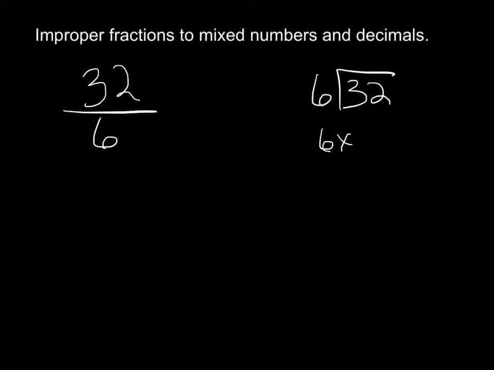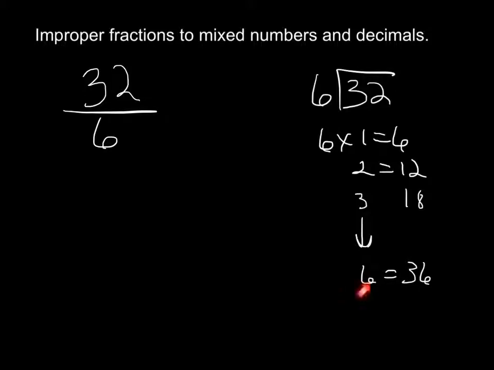6 times 1 is 6. 6 times 2 is 12. 6 times 3 is 18. And I could jump on down to 6 times 6, but that's 36. Oh, that's too much. I can't use 6 times 6. So I've got to back up one. Let's try 6 times 5. 6 times 5 is 30. Well, 30 is close to 32. So I'm going to go 6 times 5. It's as close as I can get without going over.